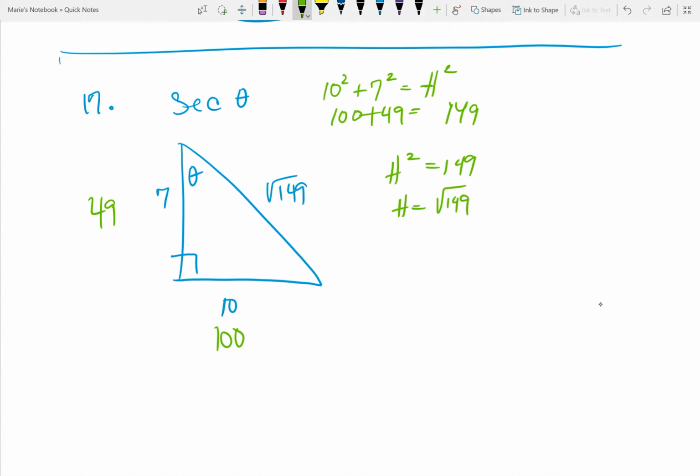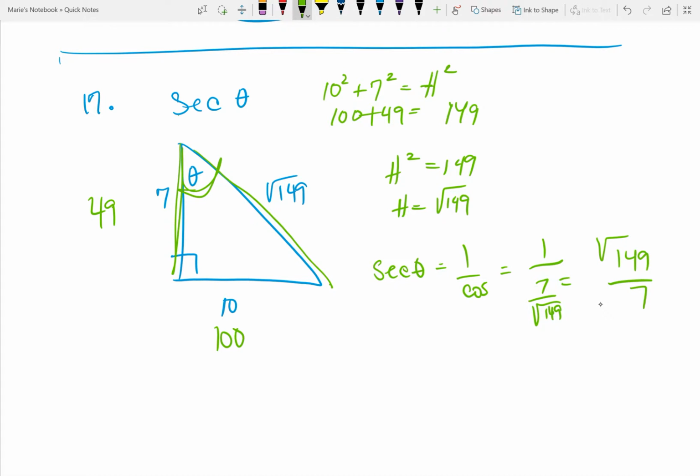Now, they want secant theta, so remember secant is the inverse of cosine. So in essence, if I know cosine of theta, I know that it's going to be this value over the hypotenuse. So secant theta is equal to 1 over cosine. In this case, 1 over 7 over square root of 149. And so, keep change flip, I end up with square root of 149 over 7 as my final answer for secant theta. This would be answer choice B.